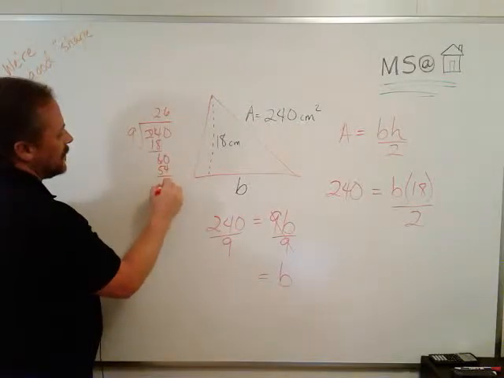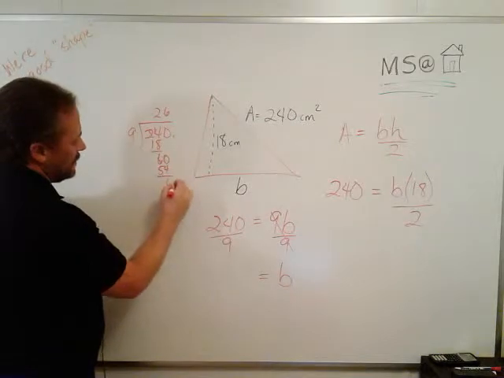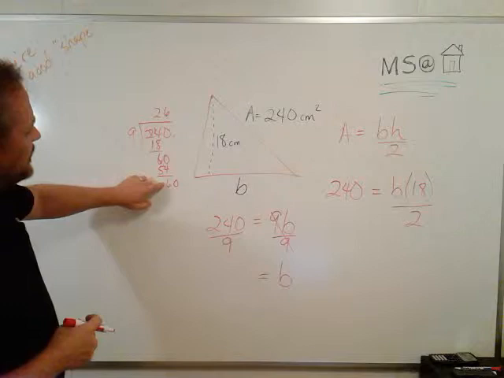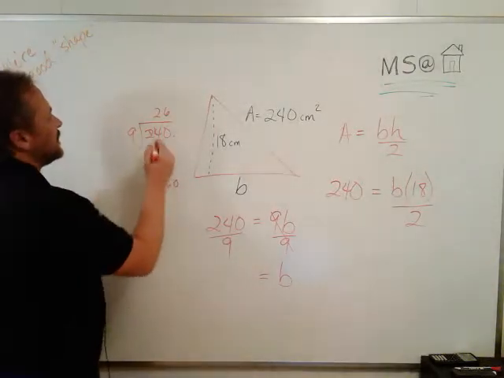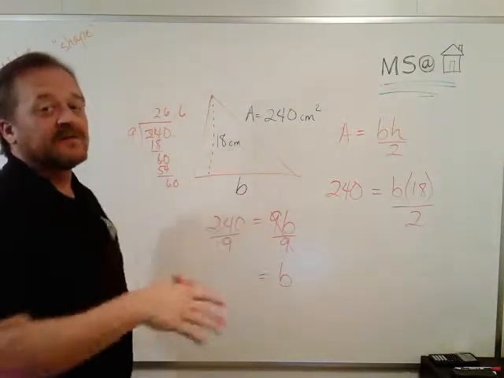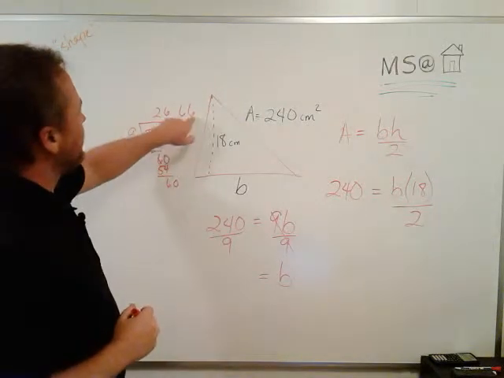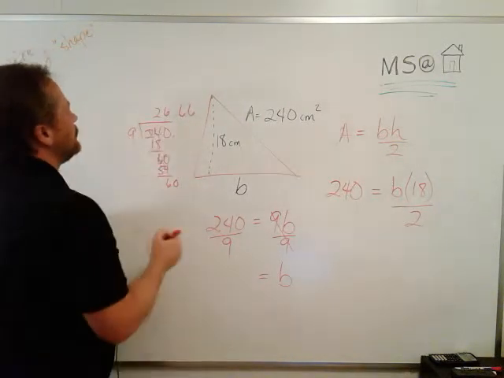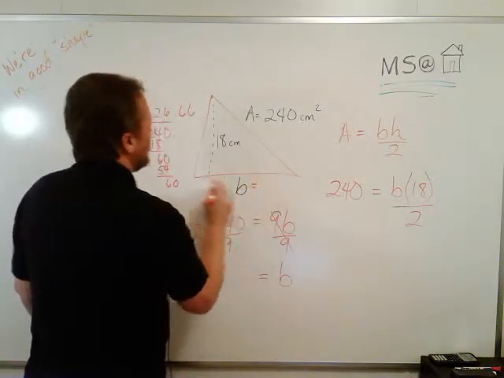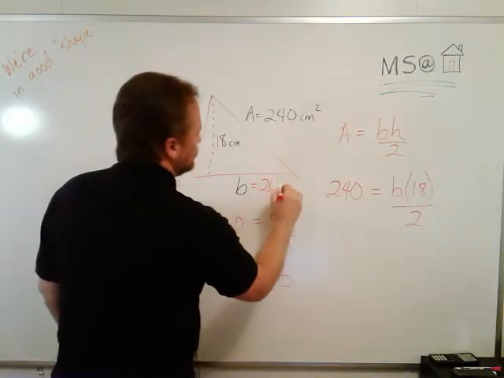And then I'm going to bring down this number, and I can already tell that I'm going to have a repeating decimal. You see that? I have 60, I have 60. I'm just going to keep getting 60, 60, 60. So this is basically 26.6, and then it's just going to repeat. So I'm going to stop right here. And this 6 is going to tell me to round this number up to a 7. So the base is 26.7.